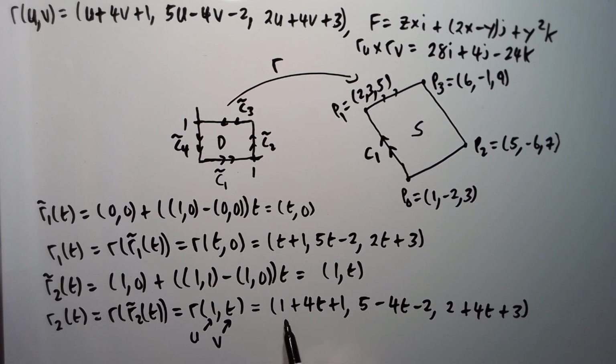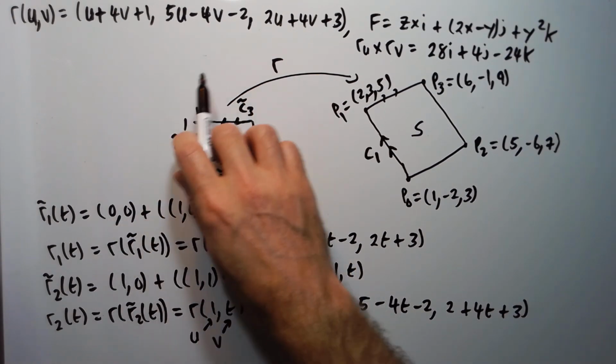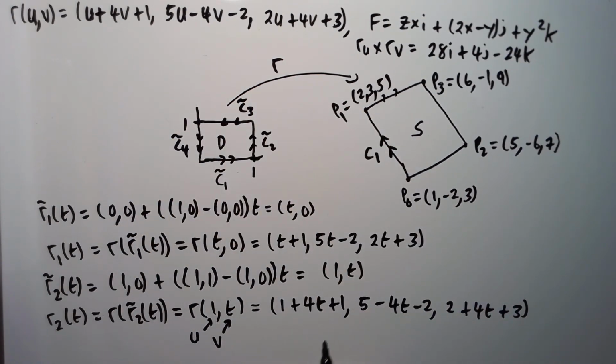So we get this then. It'll be 1 in place of u, t in place of v, so it'll be 1 plus 4t plus 1, then going across to that. So simplifying this, we get this. Now let's look at time 0 and time 1, where we're at. Let's look at both of those.